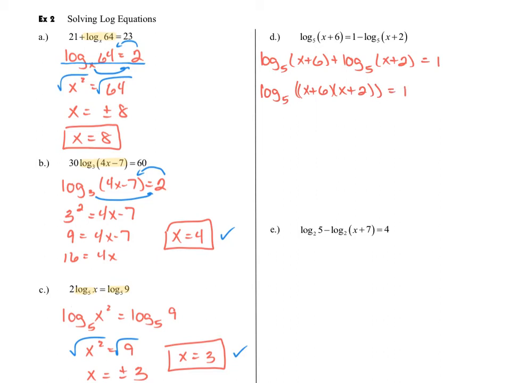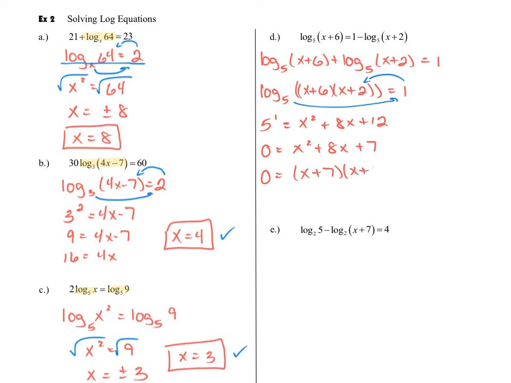Now I have a log equal to a number, so I can switch that to its exponential form. So I can have 5 to the first power equals that product. So I'll have 5 to the first, and I'm going to expand that out. So I'm going to have x squared plus 8x plus 12. I can see I've got a quadratic here, so I'm going to move everything to the right-hand side. I'm going to have x squared plus 8x plus 7. This is going to nicely factor. So I'm going to have x plus 7 and x plus 1. Solving this, I get x equals negative 7 and negative 1.